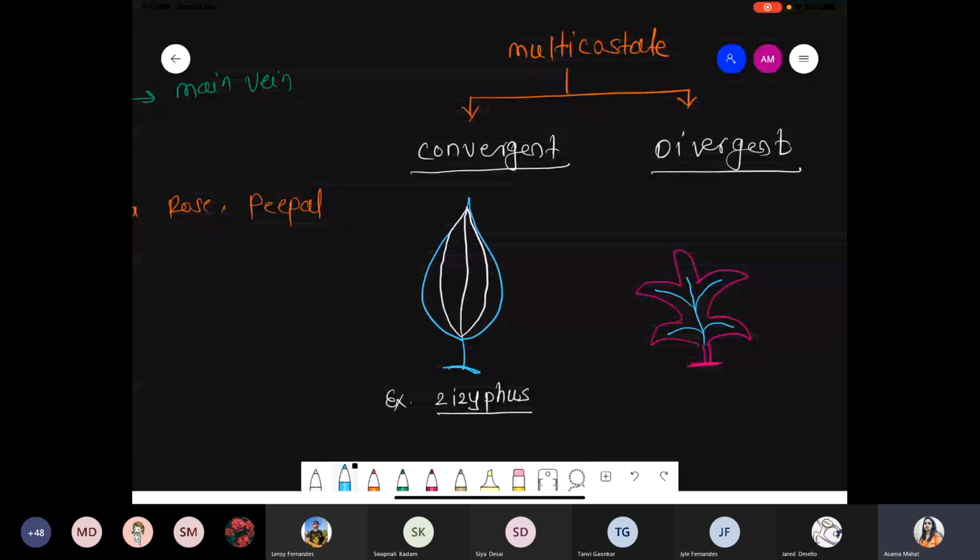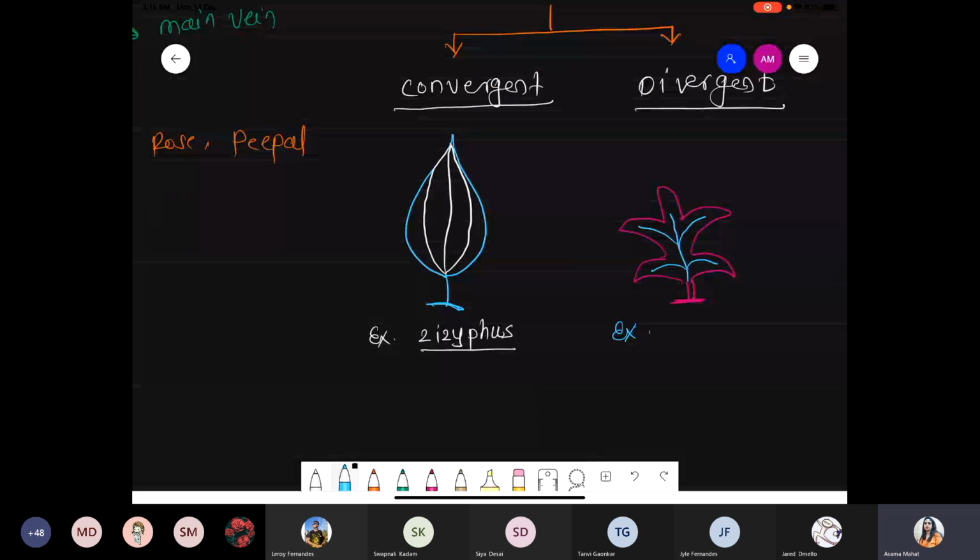Such a divergent condition is very common in the case of castor, as well as very common in the case of loofah. And the third one is grapevine. Castor, loofah, and grapevine. They originate from one point, but they never meet. That is what is called divergent.